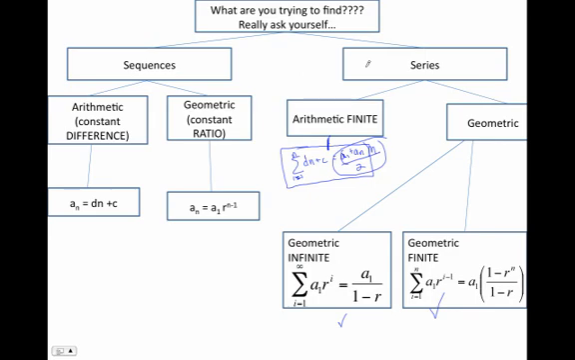Now when we're looking at this, really ask yourselves, am I just trying to find a term, just a value in a sequence? Then you're going to want to use these sequence equations. Am I trying to add up a group of numbers in a pattern? Then you're going to be looking at series, and you'll want to ask yourself, am I looking at arithmetic or geometric? If it's geometric, you're going to have two different formulas to consider. You'll want to tell, is this infinite, going on forever? Is it a dot, dot, dot? Or is it a defined end?